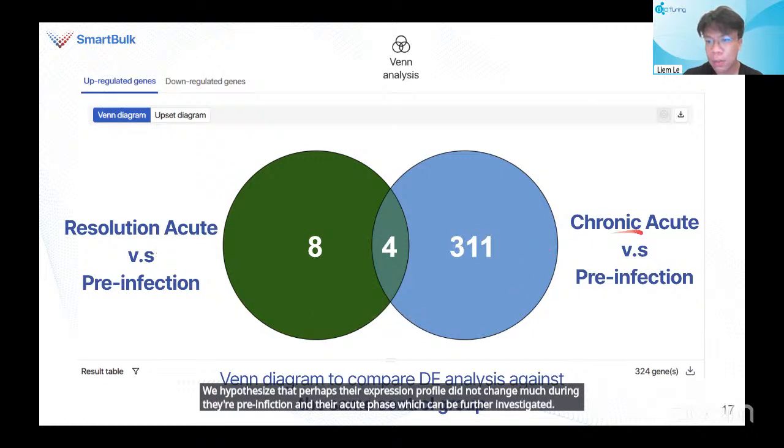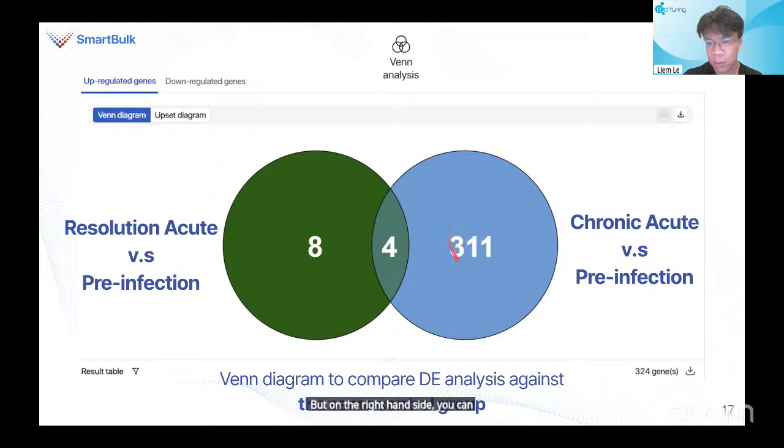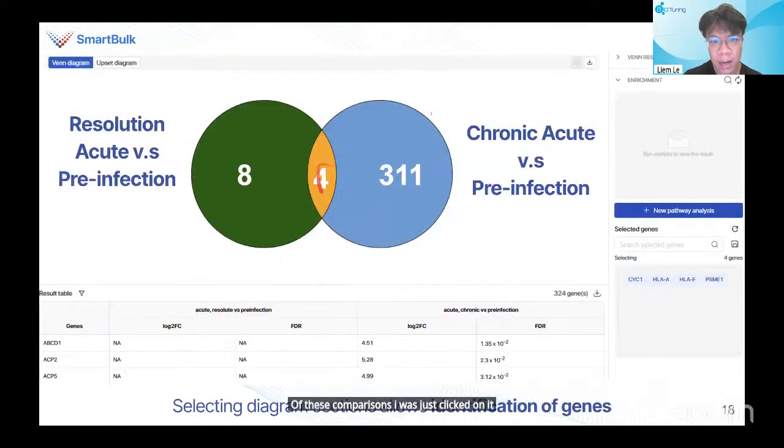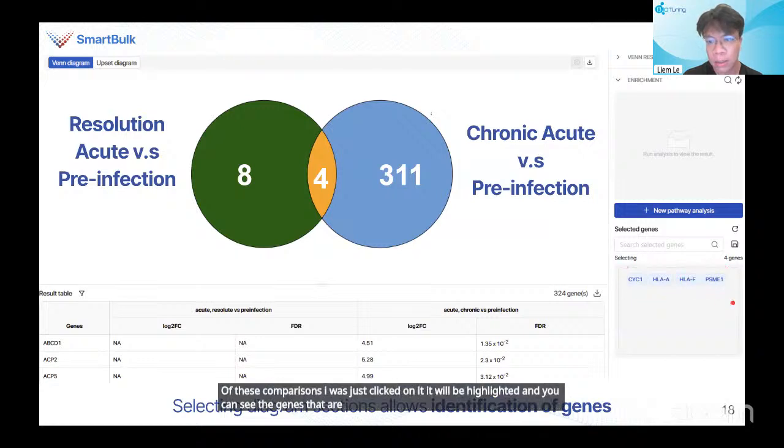But on the right-hand side, you can see that we have up to 315 significant genes for the chronic, acute versus pre-infection. There's one more thing with this Venn diagram, which is that you can interact with each of the quadrants to see the genes in them. So for example, I am interested in the four genes that are seen in both of these comparisons. I would just click on it. It will be highlighted, and you can see the genes shown on the right panel right here.